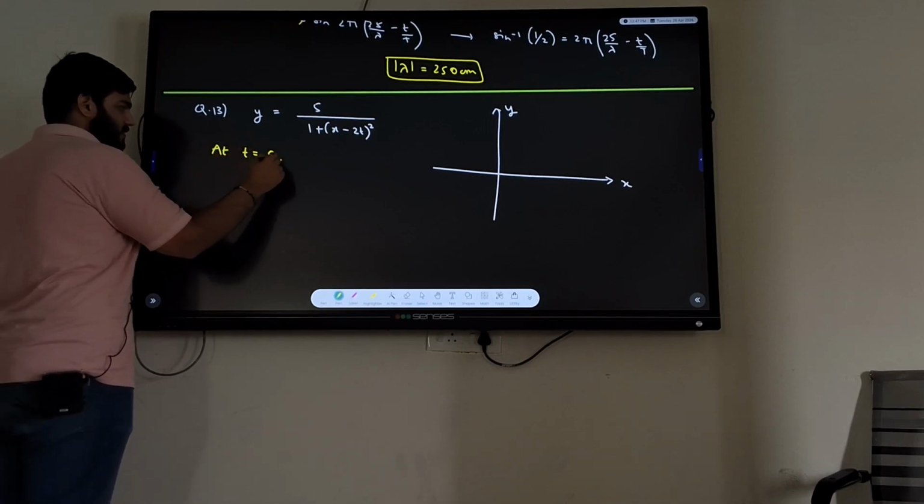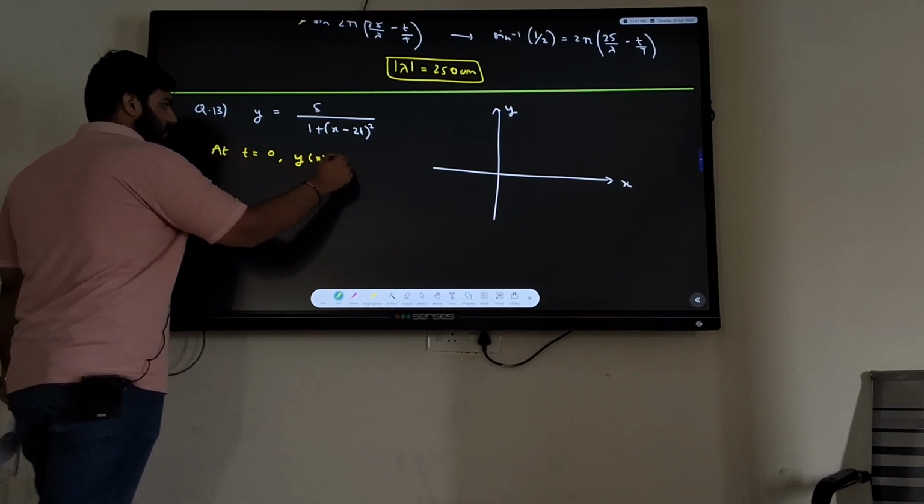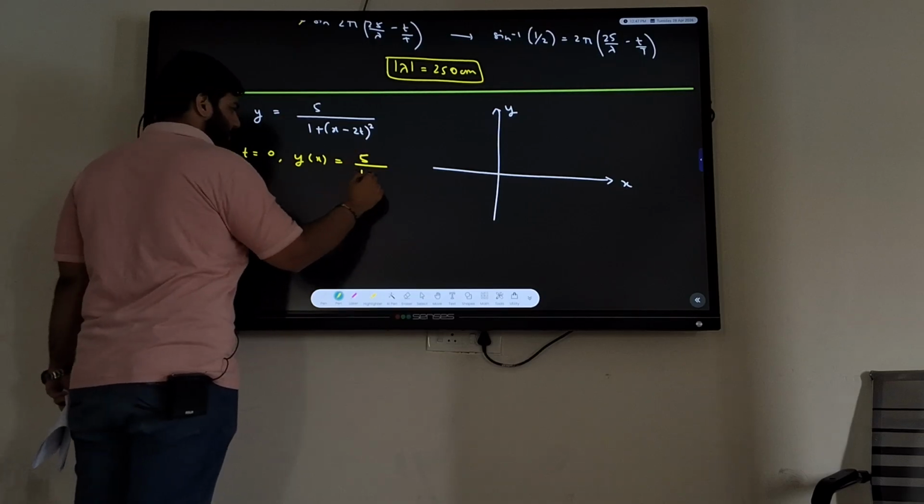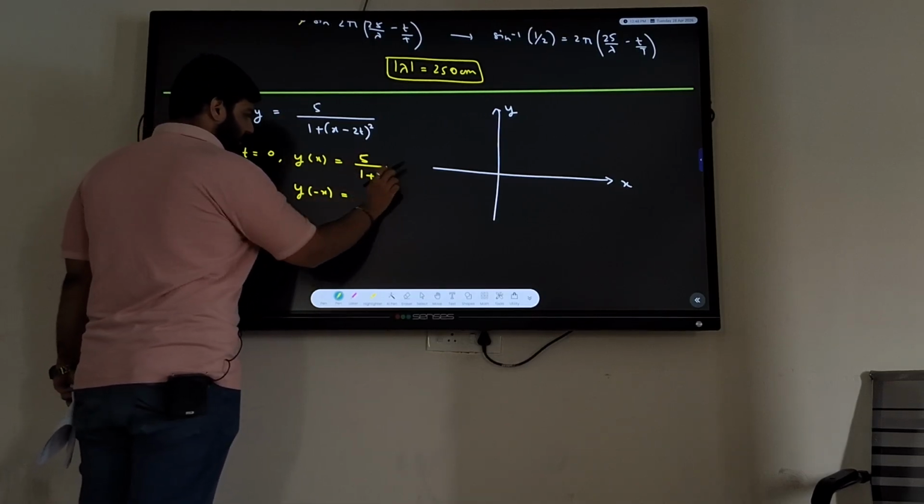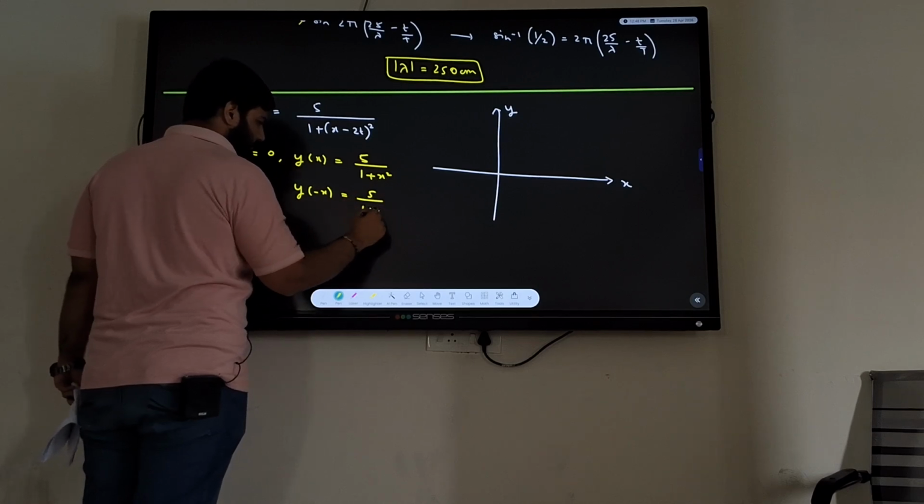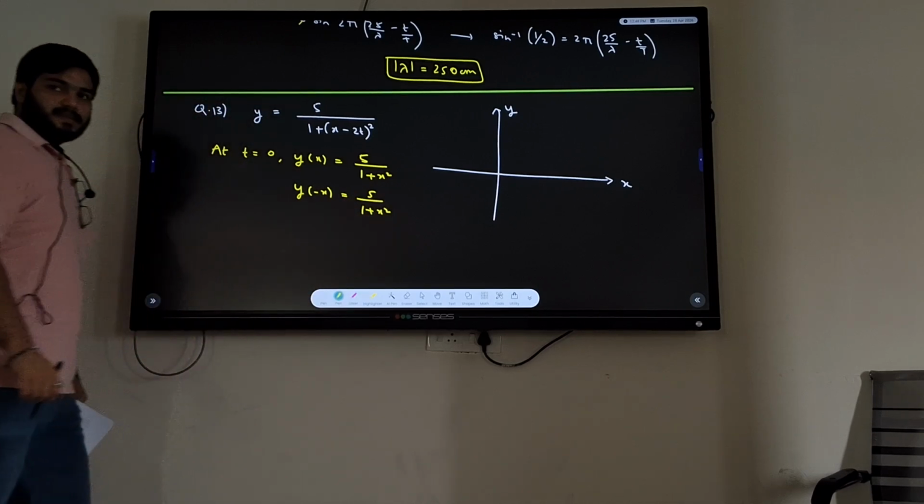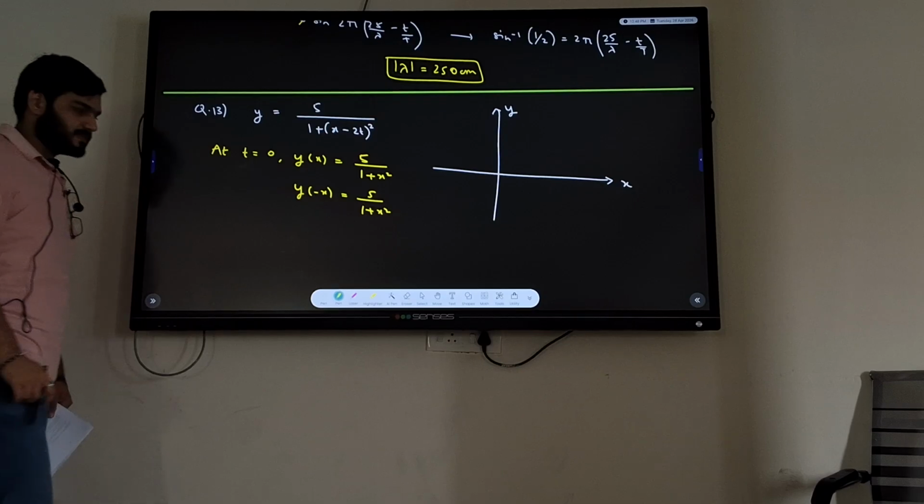At t equal to 0, y of x is 5 upon 1 plus x square. And what is y of minus x? That's also 5 upon 1 plus x square, right? So it will be a symmetric function.